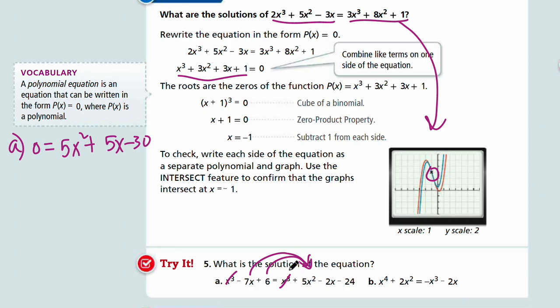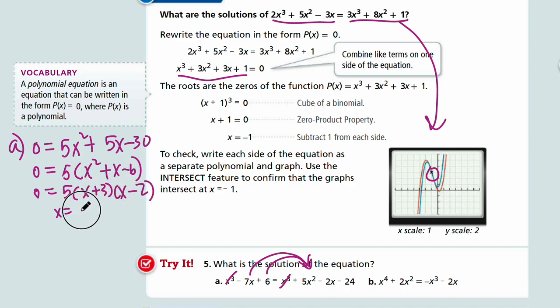Yeah, 5x squared, and then you add 7x on both sides, and then you subtract 6 on both sides, and then you'll get this. And then you can factor out the greatest common factor, which is 5, and you'll have 5 times (x squared plus x minus 6). And then you can factor that out pretty easily: 5 times (x plus 3) times (x minus 3). So your zeros are -3 and 2. This is your solution, -3 and 2.